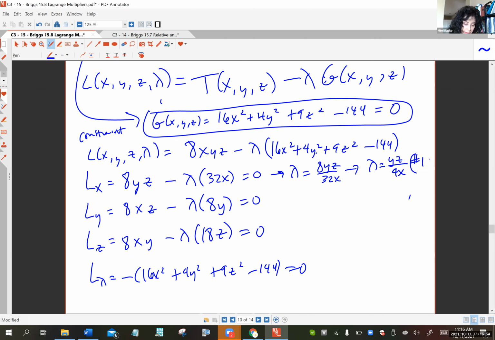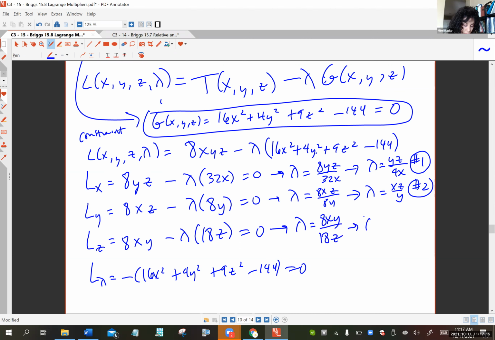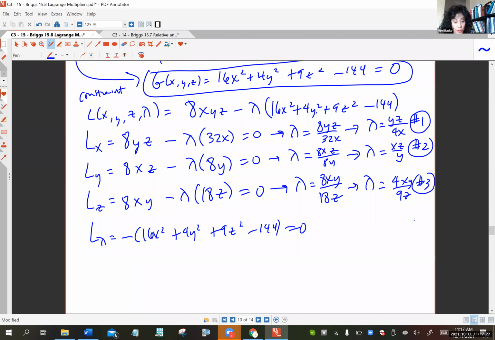After reducing, I get yz over 4x. Let's call this number 1. Solve for lambda again. I get 8xz over 8y. Reduce this to lowest terms. I get xz over y. Call it number 2. Do it again. Solve for lambda. I get 8xy over 18z. Reduce to lowest terms. I get 4xy over 9z. Call it number 3. Okay, time to start getting the variables in terms of x, my personal favorite.